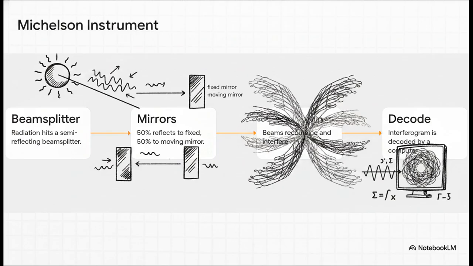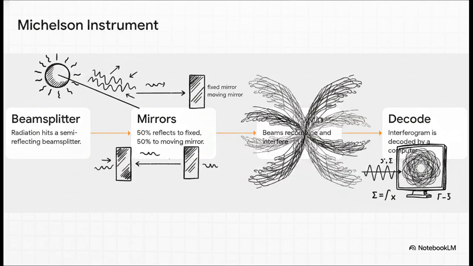Inside the Michelson interferometer, radiation from the light source hits a semi-reflecting beam splitter. Exactly half the light reflects onto a fixed mirror, while the other half passes right through to a moving mirror. As those two beams bounce back and recombine, they physically interfere with each other. Sometimes they destructively cancel out, sometimes they constructively build up.